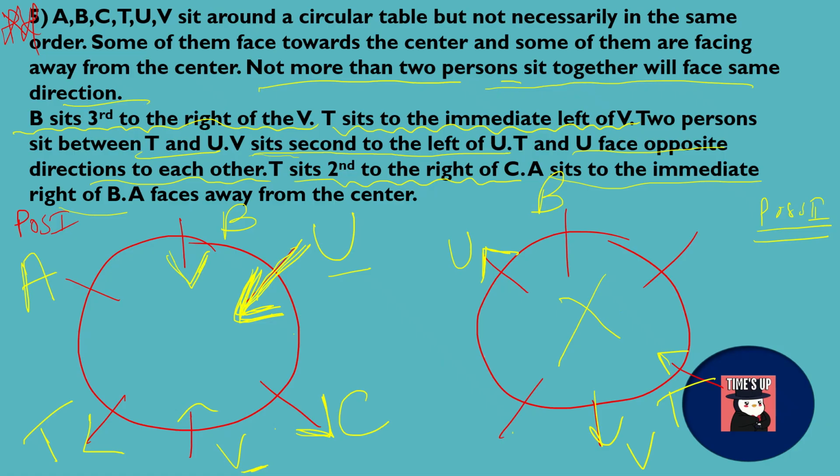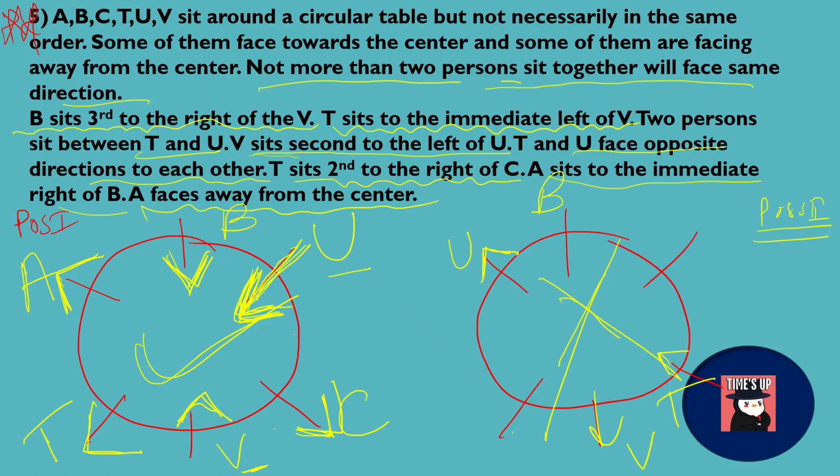This is facing inside. This is facing inside. Correct? And this is facing inside. So this should face outside then. If this is facing inside, this should face outside. This will face inside, this will face outside. So possibility 1 is correct. Possibility 2 is wrong. And they have also given that A faces away from the center. So possibility 1 is correct.